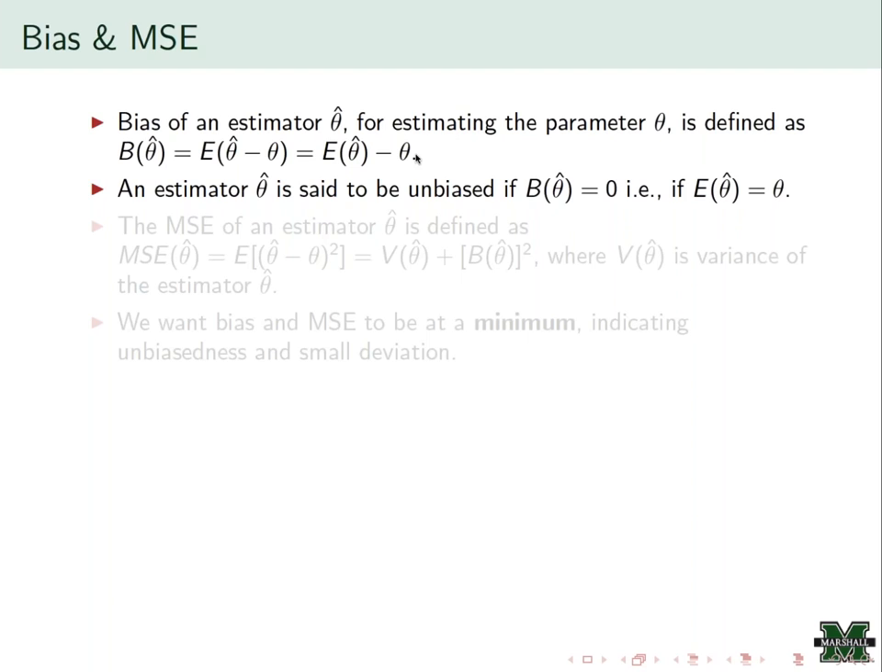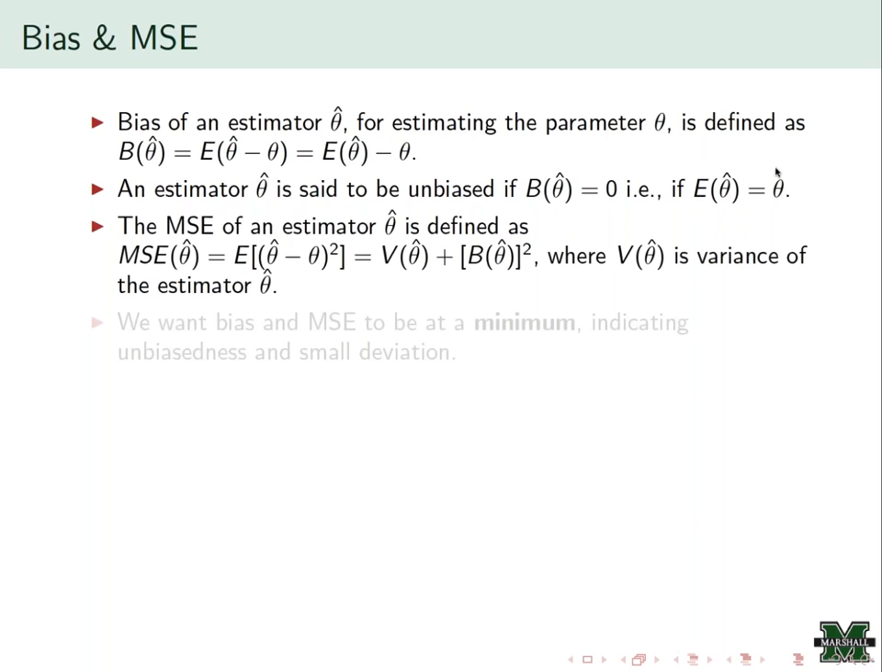And statistical bias of an estimator is just the expected amount of over or underestimation done by the estimator while estimating the parameter. And the estimator is said to be unbiased if the bias is equal to 0, so that the expected value of the estimator is equal to the parameter.